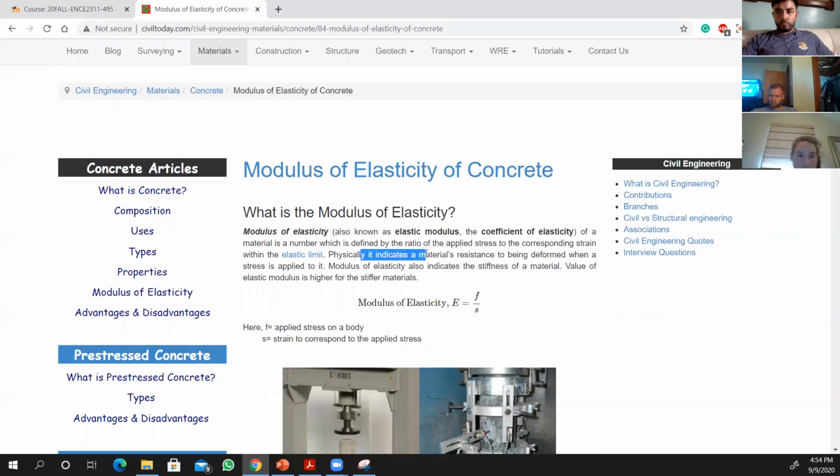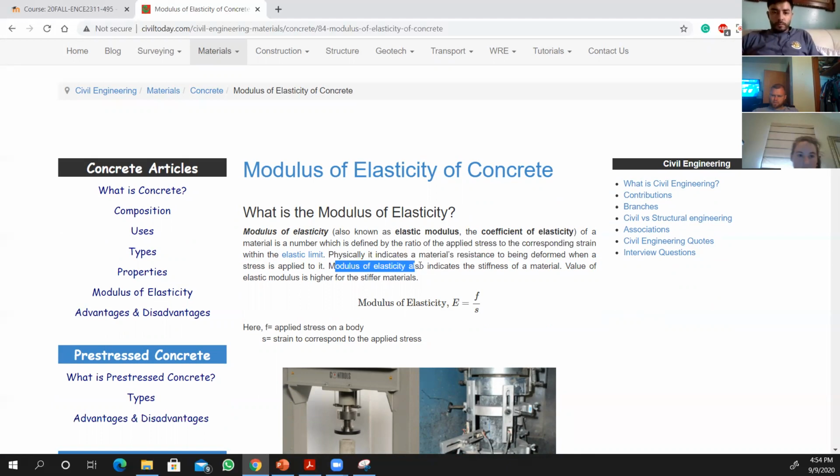Physically, it indicates a material's resistance to being deformed. So it tells you how strong this material is to deformation. I'm going to repeat one more time. Physically, it indicates a material's resistance to being deformed when a stress is applied to it.